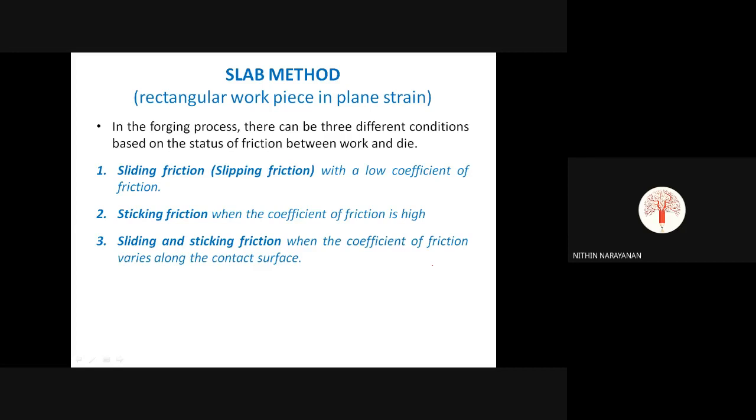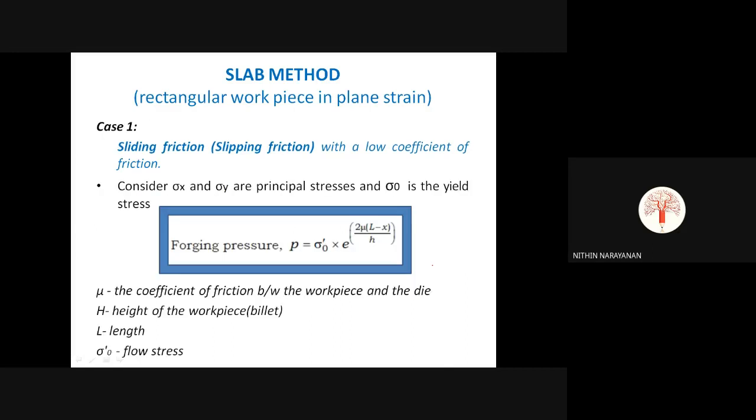So that is the third condition, sliding and sticking friction. For these three conditions, we are going to derive the forging pressure, or the average pressure equation. Case one is sliding friction or slipping friction with a low coefficient of friction.